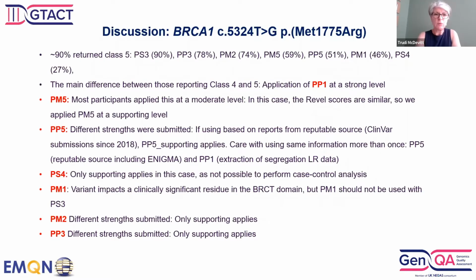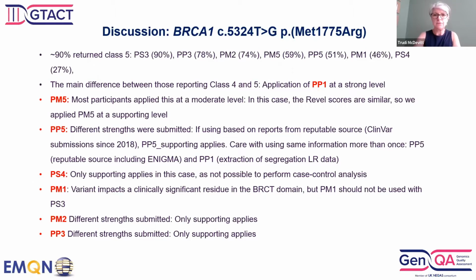So next slide, please. So looking at it in a bit more detail, approximately 90% returned class 5 using the evidence that's listed there. We found that it was hard to tell the difference actually between those reporting class 5 and class 4, because similar evidence was used, but just at different levels, so that those using class 4 didn't quite get to class 5 based on the strengths that they'd applied. But I'll cover that in a bit more detail in the report.